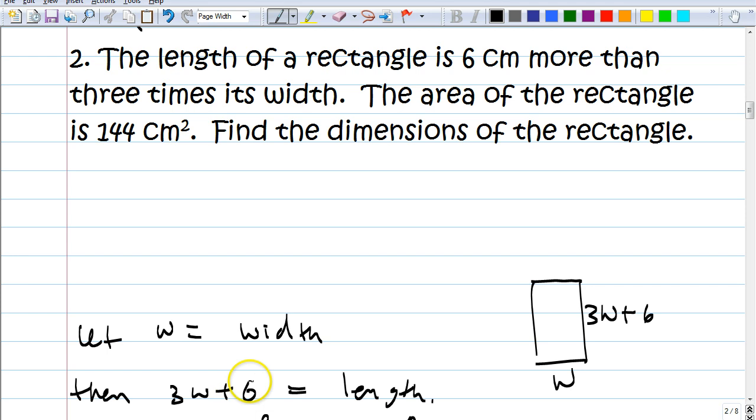How come we didn't put down 6 plus 3W? Why did we write down 3W plus 6? This is more than. It says more than. You guys remember more than? You've got to switch it. So, it's easy again. What kind of formula are you going to use for this?